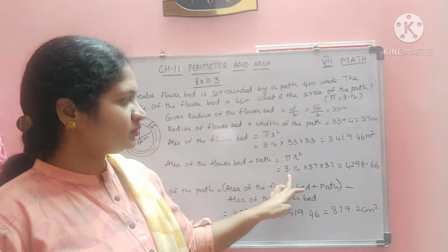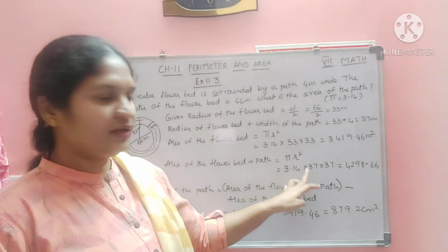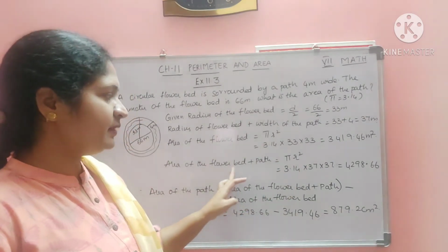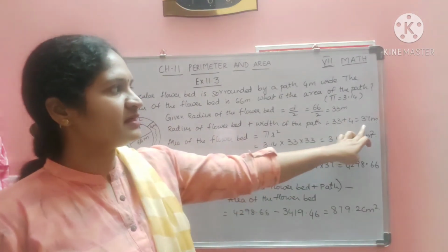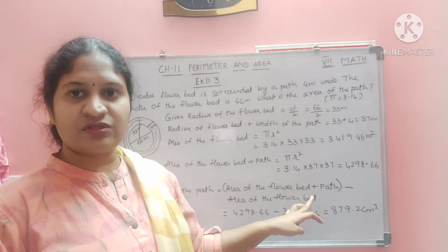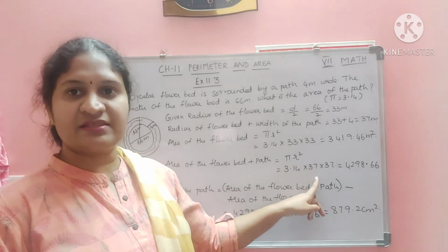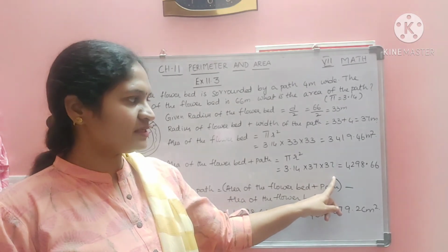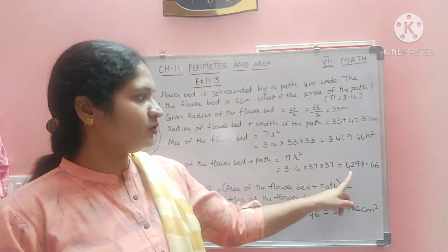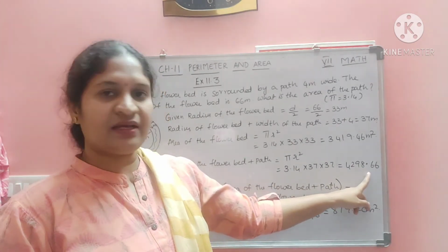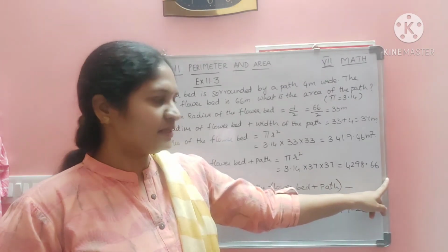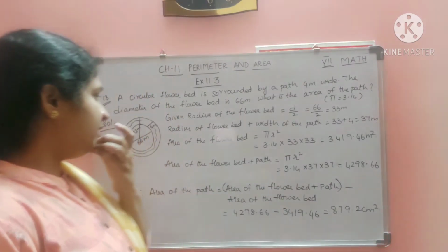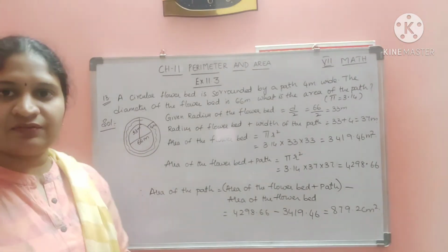Now the area of the flower bed plus path is equal to πr² again, which is equal to 3.14 into, here the radius of the flower bed plus path is 37 meters. So you have to substitute 37 in place of r. So 3.14 into 37 into 37, which is equal to 4298.66 meter square.